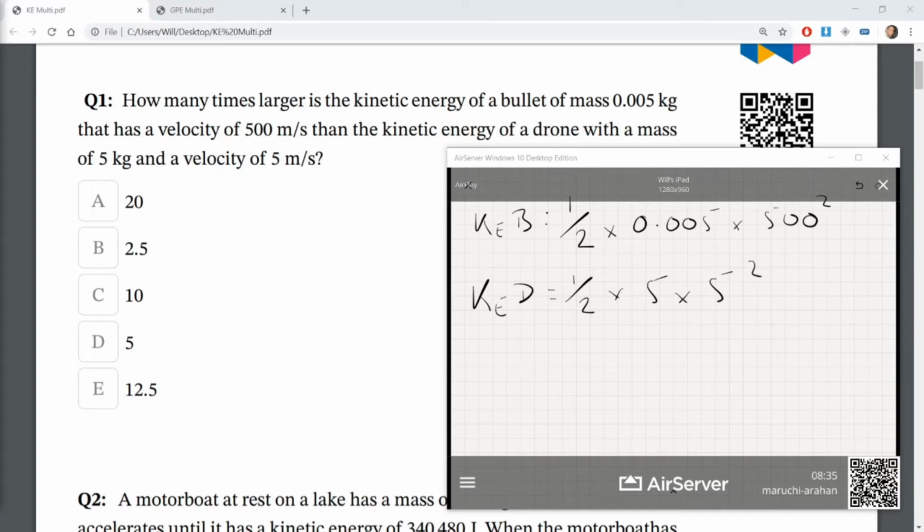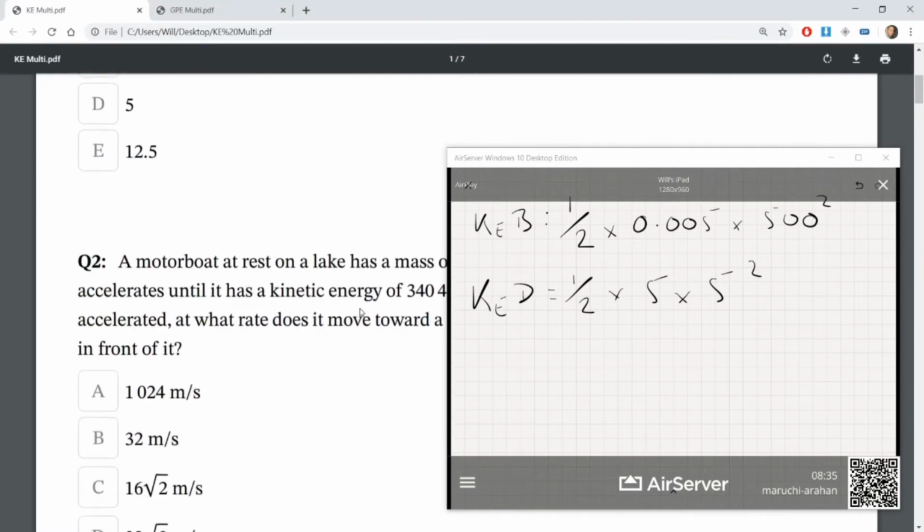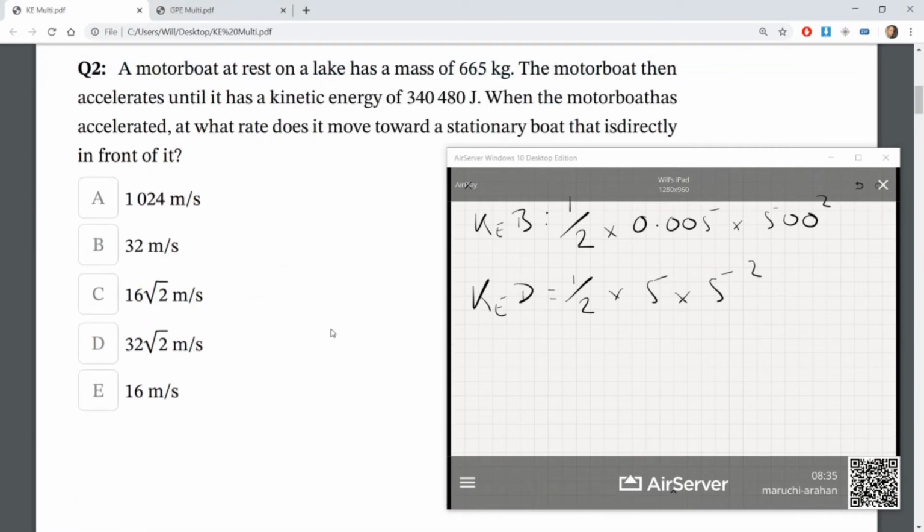I mean, just by looking, you should be able to see that the kinetic energy of the bullet is going to be a lot greater, because 500 squared is going to make that an absolutely massive number, whereas 5 squared is just quite small. And I think it's something like 6,250 and 62.5, so the answer is C, 10 times larger.